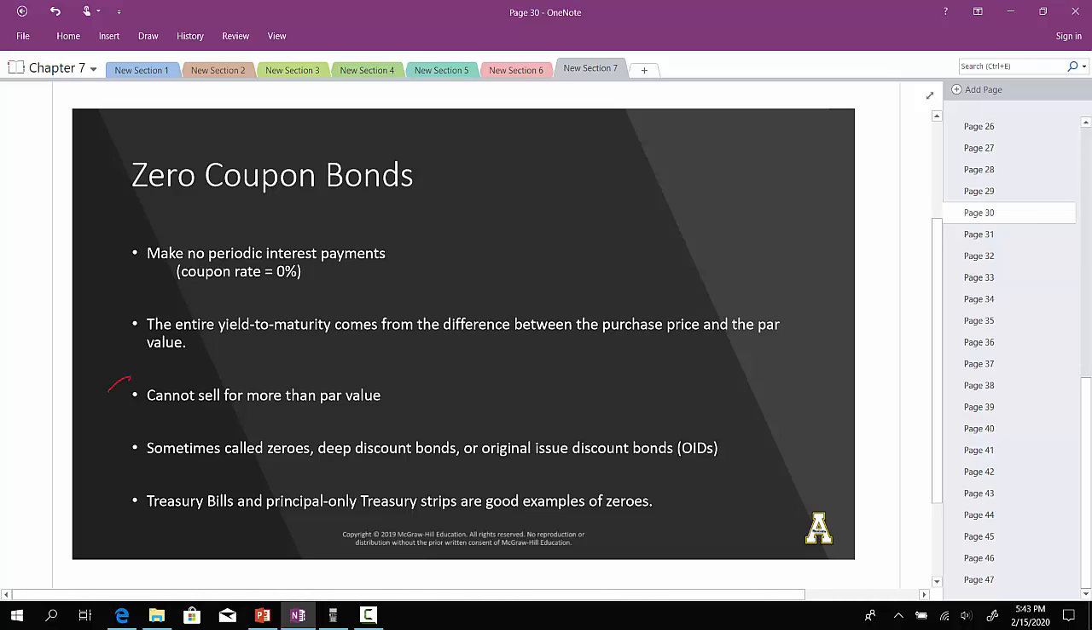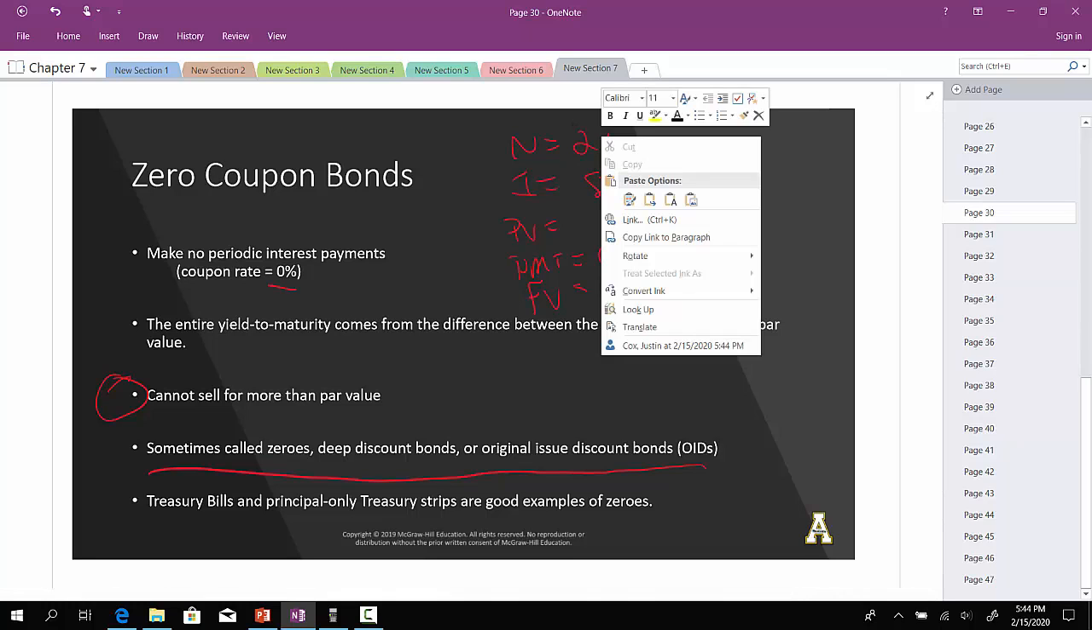Notice here in the third bullet point, it says that the bonds cannot sell more than par value. And in fact, they sell at huge discounts, okay? If we were to plug in some numbers for a discount bond, you're going to find out that you're going to buy the bond at a huge discount. So for example, let's say it carries $1,000 par value. Again, the coupon interest would be zero because the coupon interest rate is 0%. Let's say the market interest rate is 8%, and let's say it has 20 years until maturity.